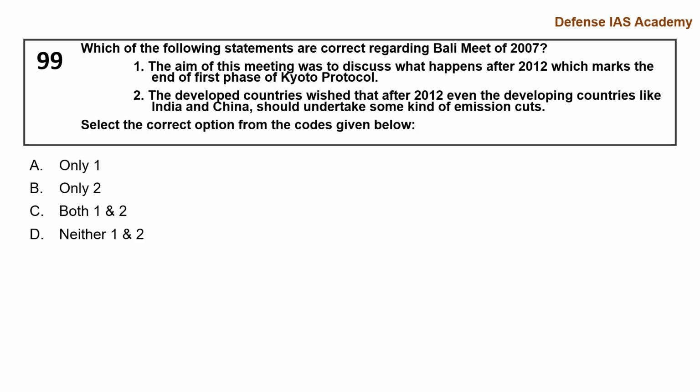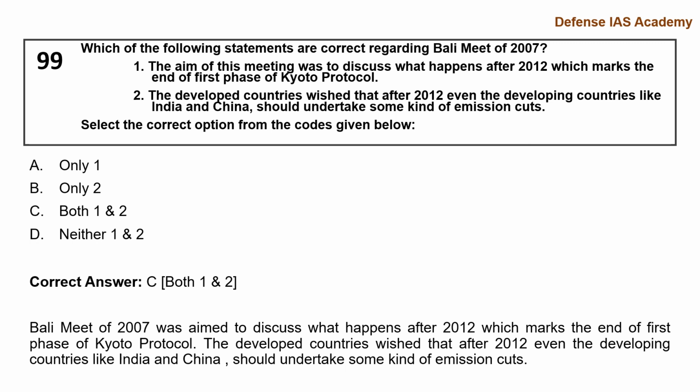Question 99. Which of the following statements are correct regarding Bali meet of 2007? 1. The aim of this meeting was to discuss what happens after 2012, which marks the end of first phase of Kyoto Protocol. 2. The developed countries wished that after 2012, even the developing countries like India and China should undertake some kind of emission cuts. Select the correct option from the codes given below. The correct answer is option C, both 1 and 2. The Bali meet of 2007 was aimed to discuss what happens after 2012, where the Kyoto Protocol ends. The phase 1 of the Kyoto Protocol ends. The developed countries wished that after 2012, even the developing countries like India and China should undertake some kind of emission cuts.